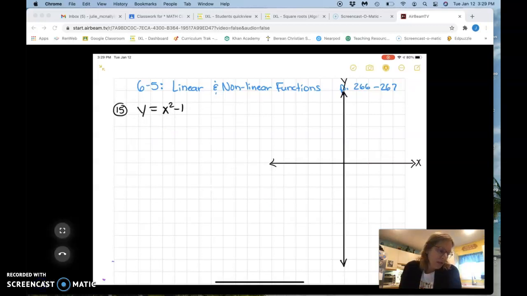I skipped 11 and 13 because, again, that's just a pencil test. You're going to take your pencil on the graph and drag it across. And if more than one point touches your pencil at any time, it is not a function. So number 11, not a function because it's a circle. Number 13 is a function because if I drag my pencil across, only one part of that line at a time will touch my pencil.